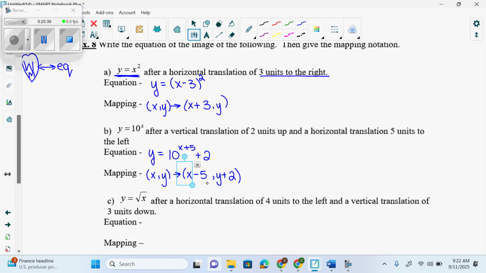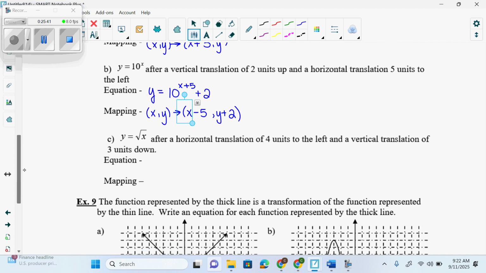All right. This one is a radical function, which we're also dealing with this year. After a horizontal translation of 4 units left and a vertical translation 3 units down. So I'm going to go y equals square root. It's like having a bracket around x. The square root would be the bracket. I need to go 4 left. So I'm going to go x plus 4 because words to equation, the x's flip. Vertical translation 3 down, minus 3. My mapping, same as my words. So I need to go 4 to the left. So I'm going to go x minus 4. I need to go 3 down and go y minus 3.